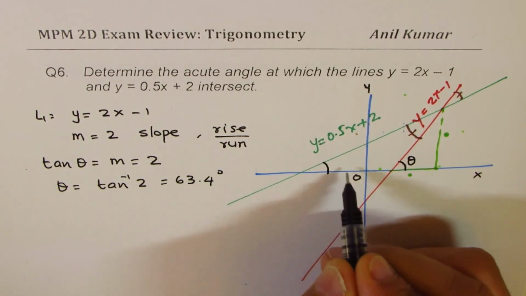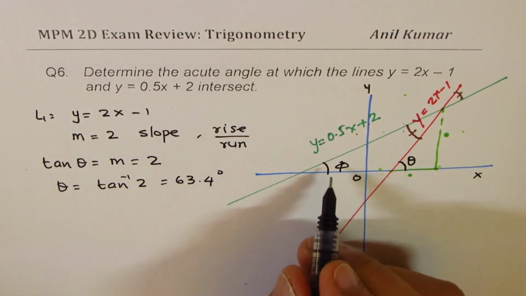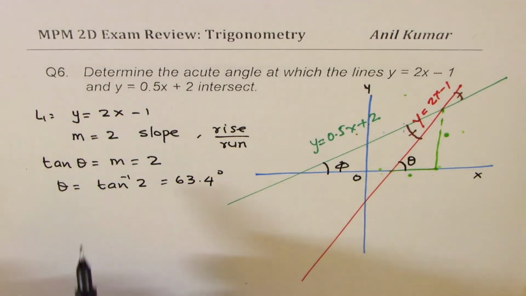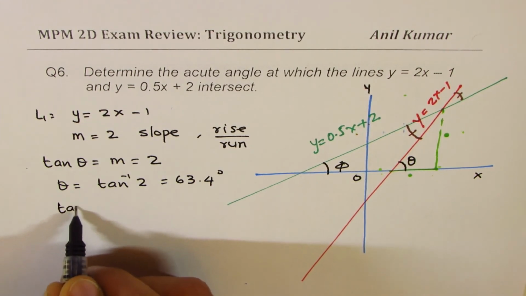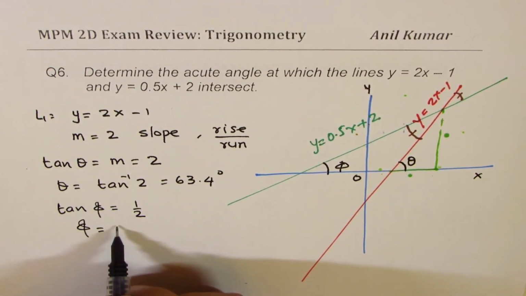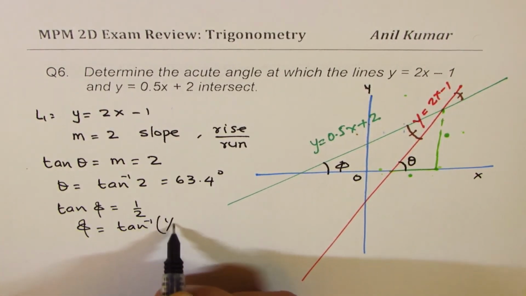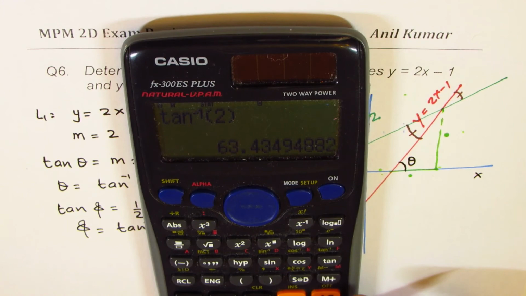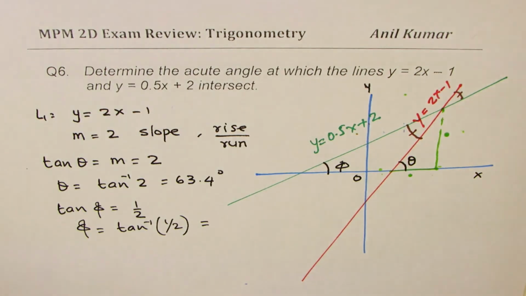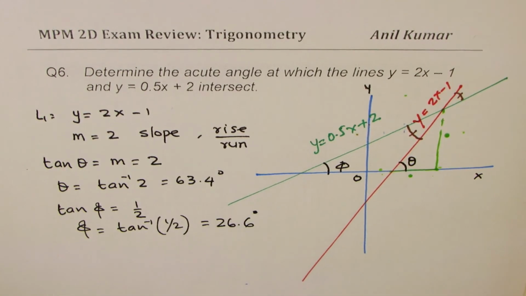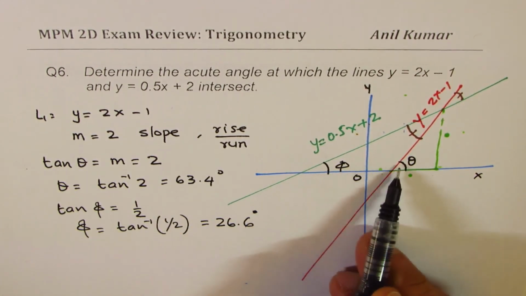Similarly, let's find the other angle. Let's call this as phi. So here also, let's consider this big triangle now. So slope here is half, right? So we say tan phi is half. And therefore, what is the angle phi equal to? It is just tan inverse of half, or 0.5. So let's find this. So we have shift tan inverse of 0.5, and that gives you 26.56. 26.56, let's call it 26.6 degrees. So these are the two angles known to us.